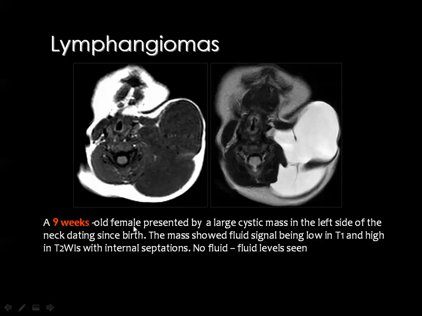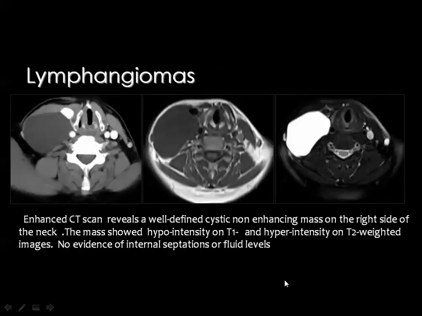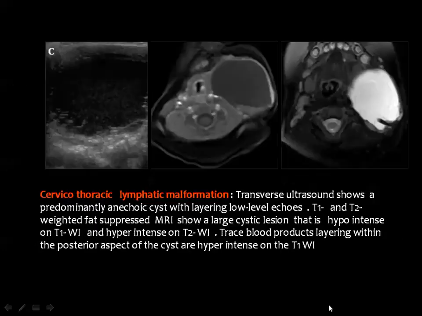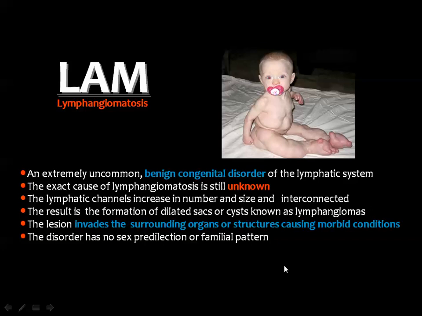And this is a 9 weeks old female presenting with a large cystic lesion in the neck, showing low signal in the T1, high signal in the T2, characteristic of cystic hygroma. Another lymphangioma in the neck by CT, fluid signal, MRI, low signal in the T1, high signal in the T2. Another case on the left side, hypoechoic lesion by ultrasound, low signal in the T1 and high signal in the T2, diagnostic of lymphangioma.